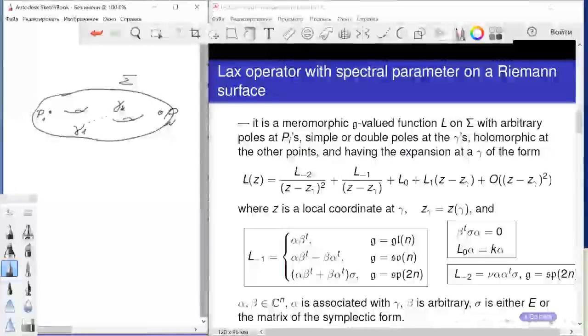And we allow L to have arbitrary poles at P1 and so on Pn, and only poles of a prescribed form at gamma 1 and so on gamma k. Okay. Let's say that the form of this expansion depends on the Lie algebra G over which we define our Lax operator.